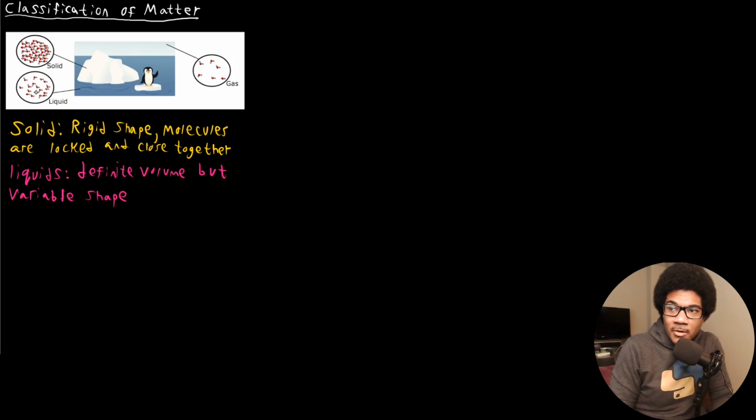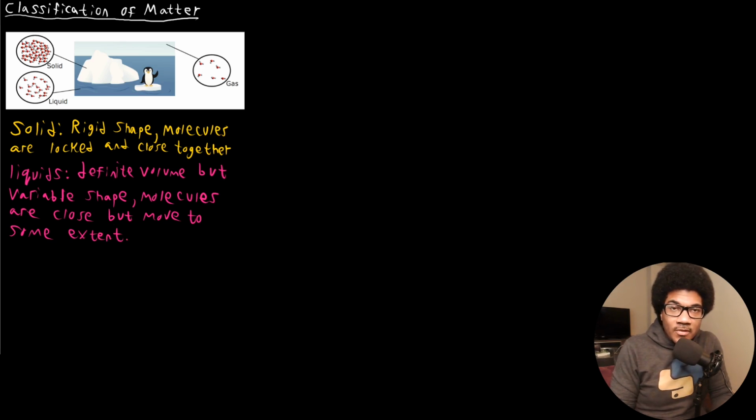When we look on a molecular level, the molecules are more spaced out. They're not as tightly packed as compared to a solid, and they move around a little bit more. So the molecules are close, but move to some extent. In the case of a liquid, the molecules are close together, but not as close as in a solid, and they have more freedom to move around. So you have a more flexible molecular structure, which manifests itself on a macroscopic level as a more flexible macrostructure as well.